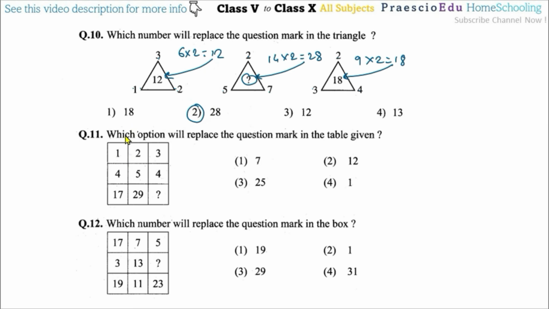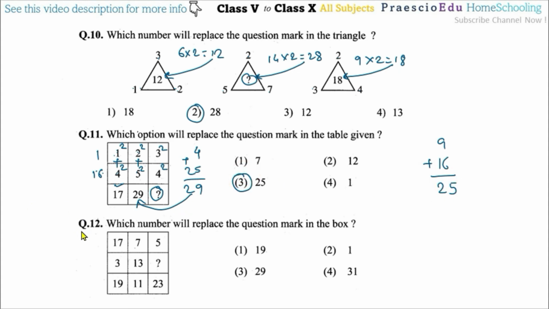Then question number 11, which option will replace the question mark? So the question mark will be here. If you add the squares of these digits, 1 squared is 1, 4 squared is 16, so 1 plus 16 is 17. Likewise 2 squared and 5 squared: 2 squared is 4, and 5 squared is 25, so the sum is 29, and this is perfectly matching. So this is the relation. Likewise 3 squared is 9 plus 4 squared is 16, so that should be 25, and this is given in option number 3.